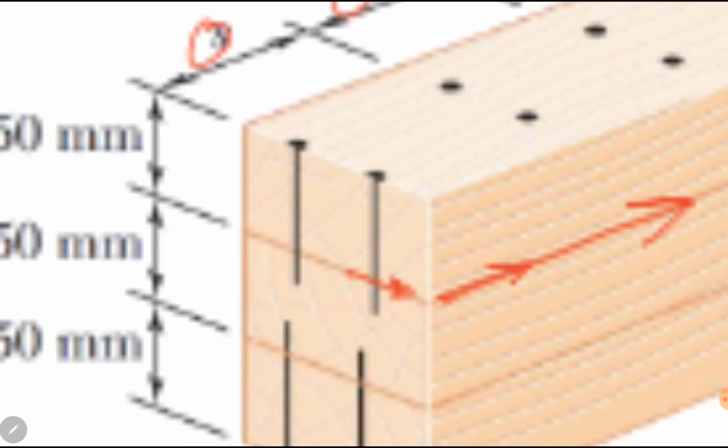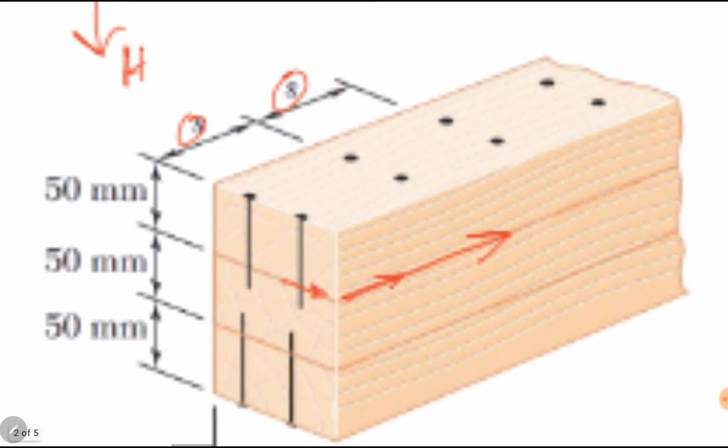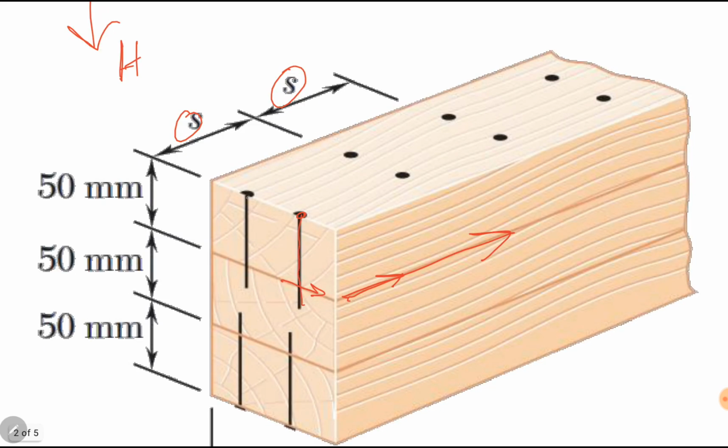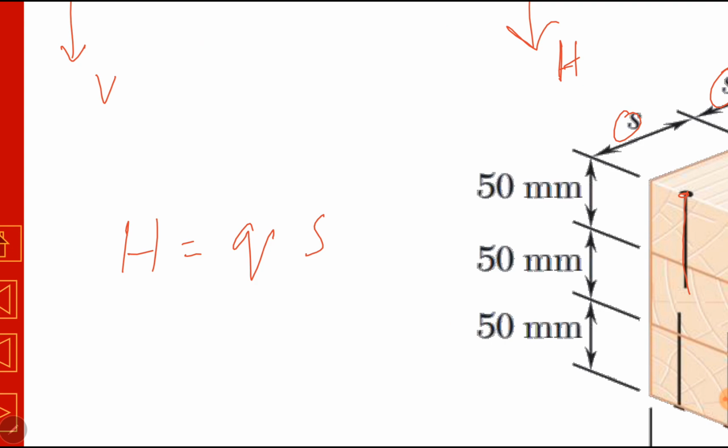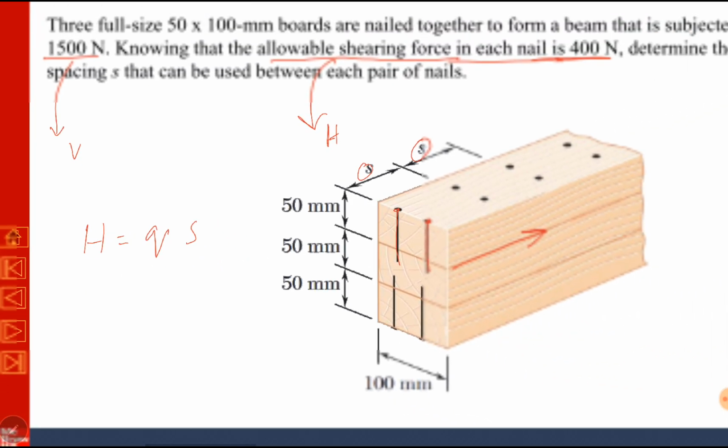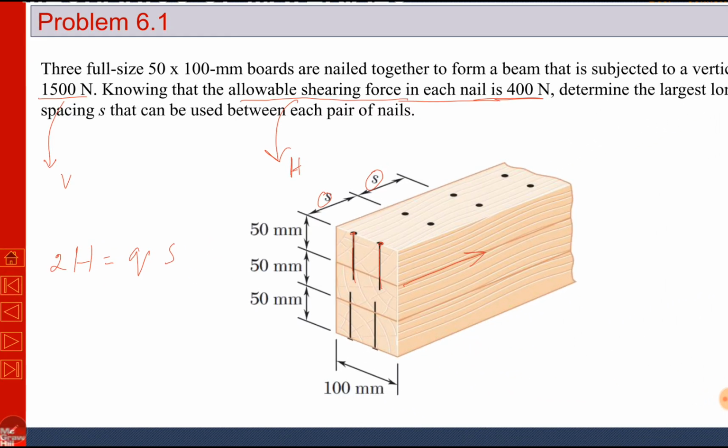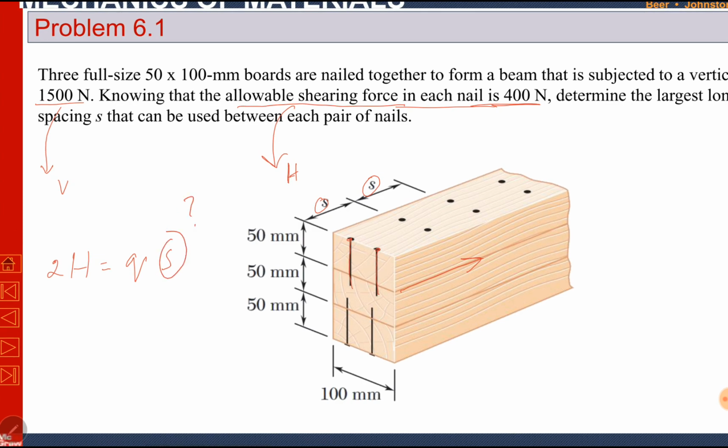passing through each board, so the force will be divided by 2. Or you can say we need double force in each; if it is divided by 2 into each nail, we will have force H. We have to calculate S. For S, we need the horizontal force H, which is given to us. It is 400 Newton. And we need q. q is unknown. If we find q, we can find S.